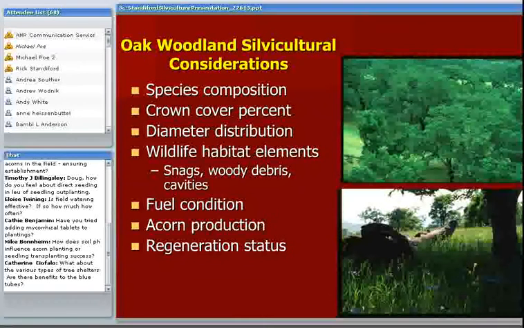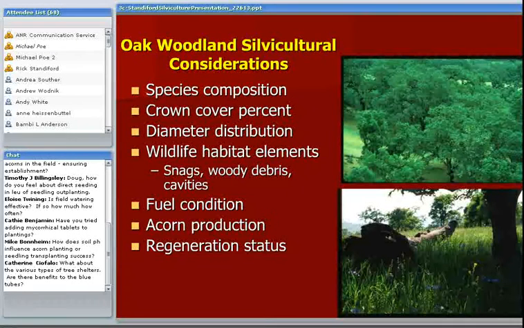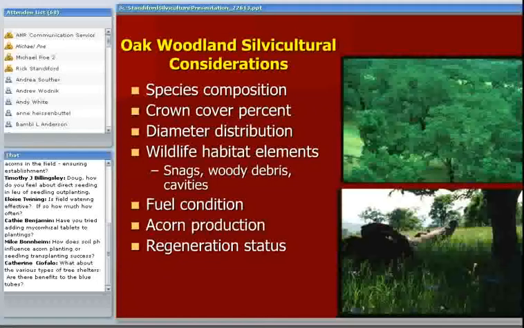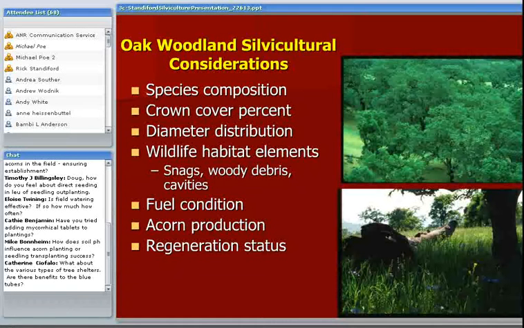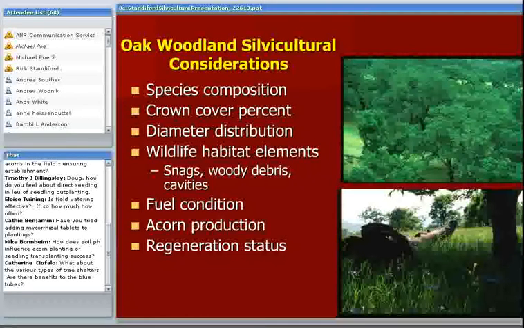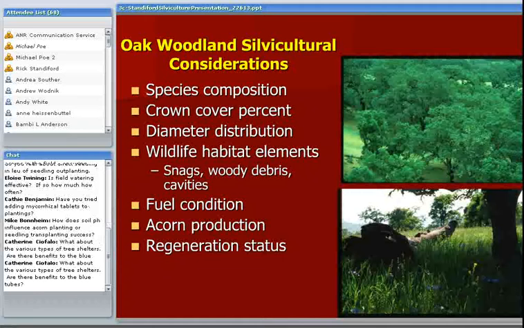In designing treatments in the oak stands, being able to ensure that there's adequate wildlife habitat elements that Greg Giusti talked about in the very first week of the webinar: snags, woody debris, cavities. How can we recruit for those to ensure that they are maintained in the stand? Fuel conditions, the presence of ladder fuels and such. Doug will likely say more about that in just a moment.